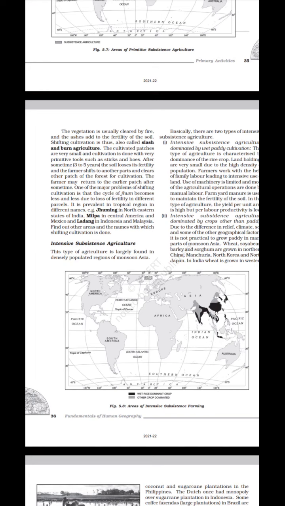Intensive subsistence agriculture dominated by wet paddy cultivation. This type of agriculture is characterized by dominance of the rice crop. Land holdings are very small due to the high density of population. Farmers work with the help of family labor, leading to intensive use of land. Use of machinery is limited and most of the agriculture operations are done by manual labor.